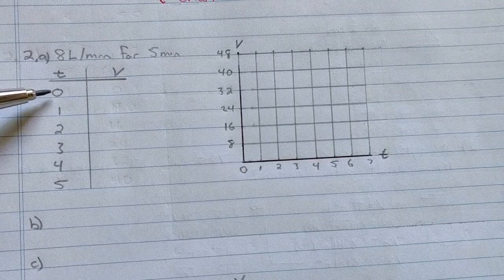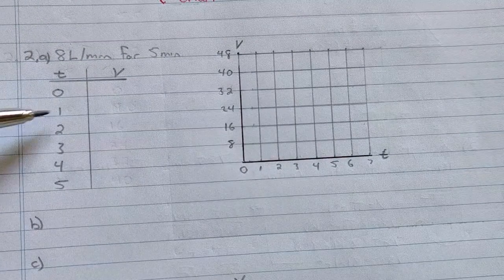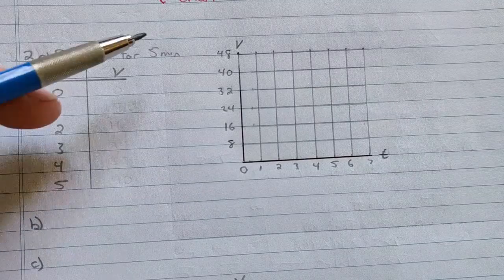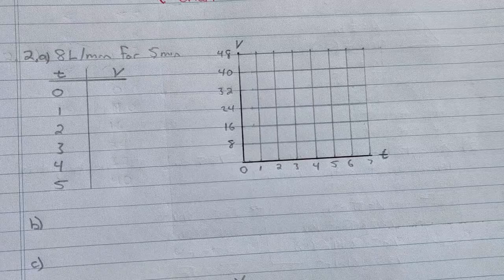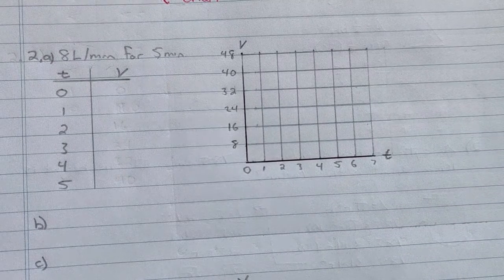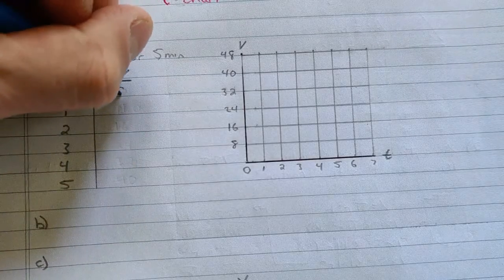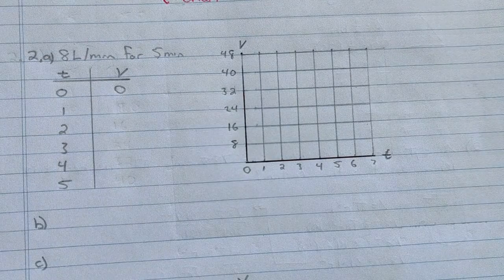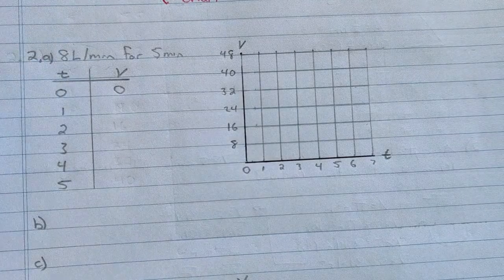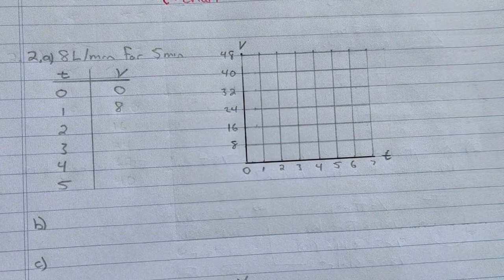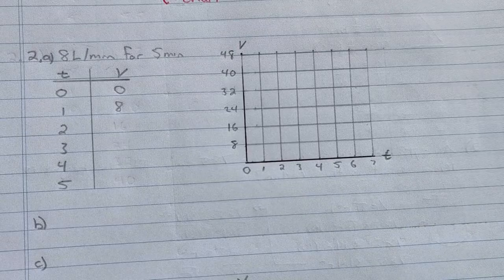So our time here: 0 minutes, 1 minute, 2 minutes, 3 minutes, 4 minutes, 5 minutes. Why did I pick that? Because we know we're filling the tub for 5 minutes. So then our volume in each case. After 0 minutes, there should be no water in the tub. After 1 minute, we've filled up 8 liters. And then every minute after that, we'll add another 8 liters on.